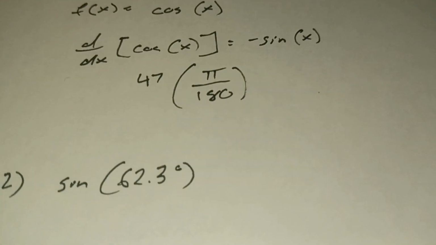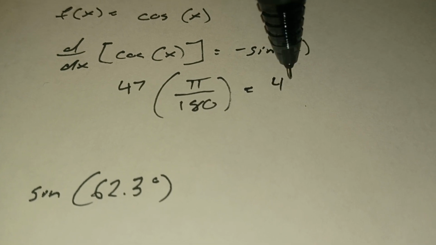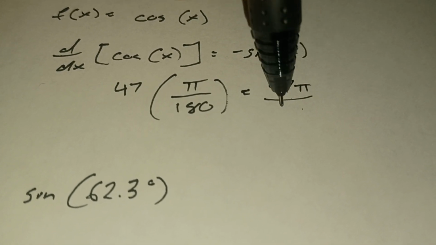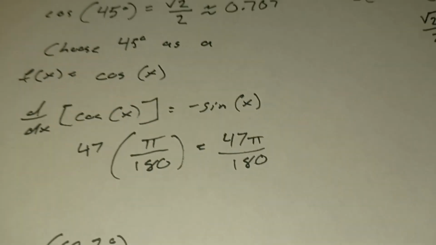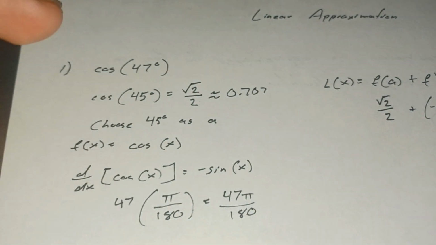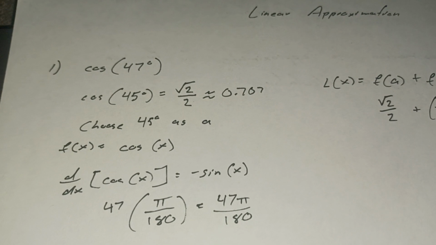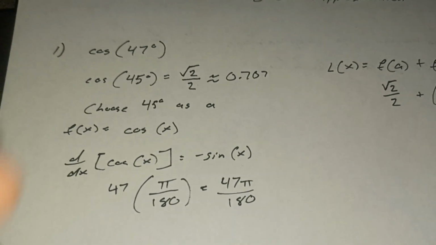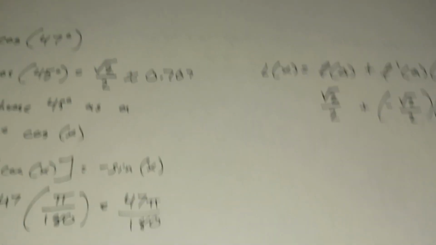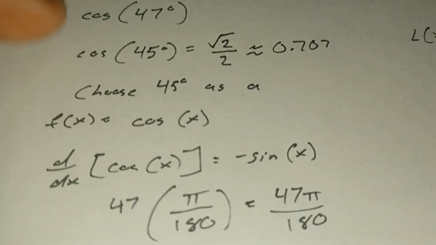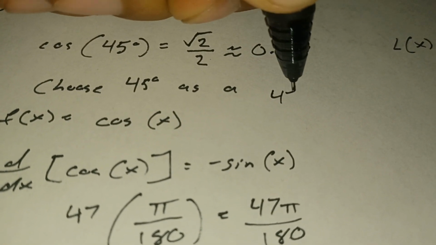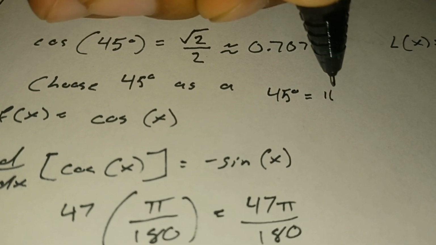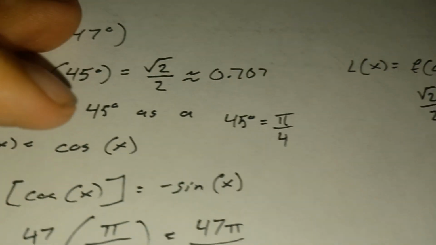47 multiplied by pi over 180 is going to give you 47 pi over 180 radians. So that is how you calculate it to radians. And we know 45 degrees is equal to pi over 4 in radians, so we don't have to calculate that. So 45 degrees equals pi over 4.